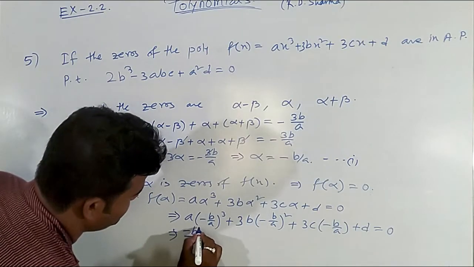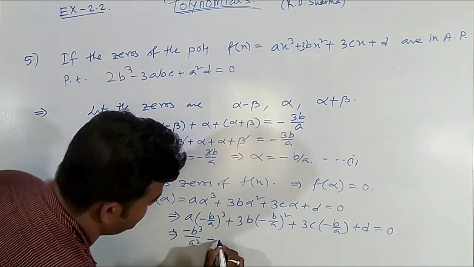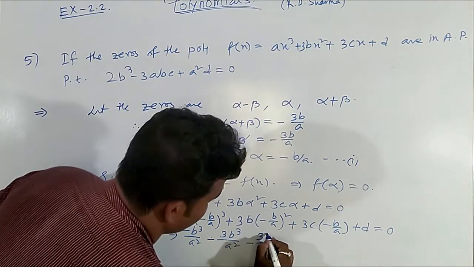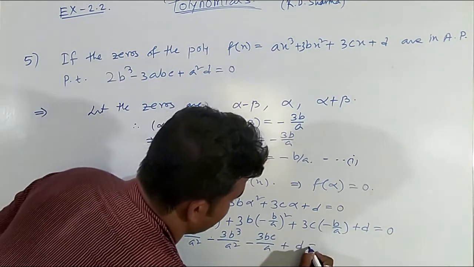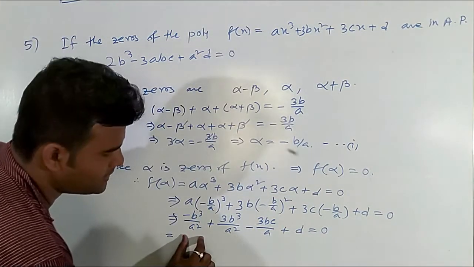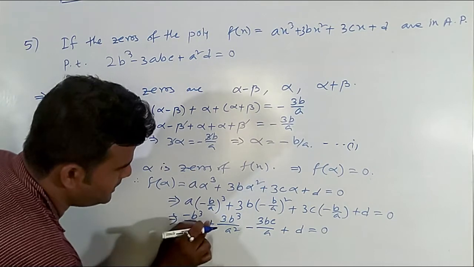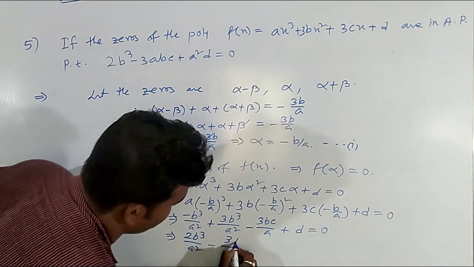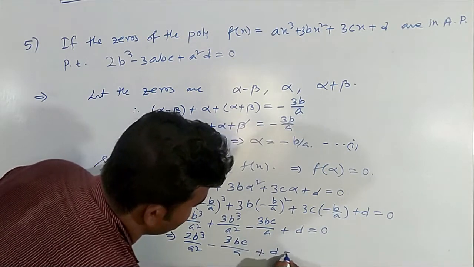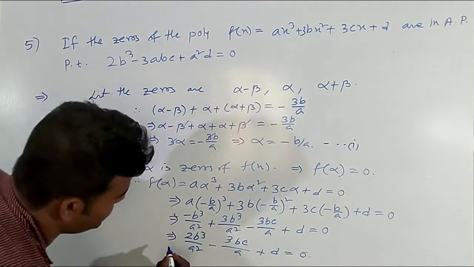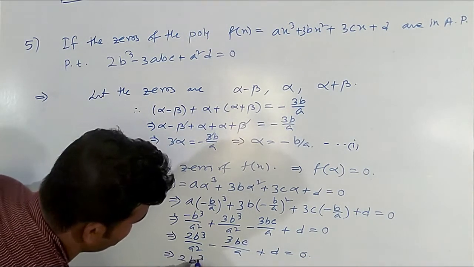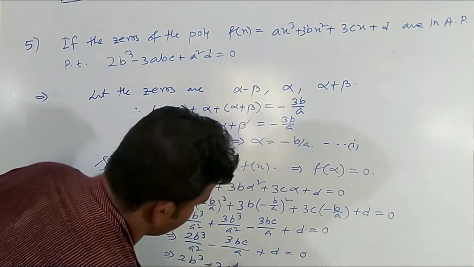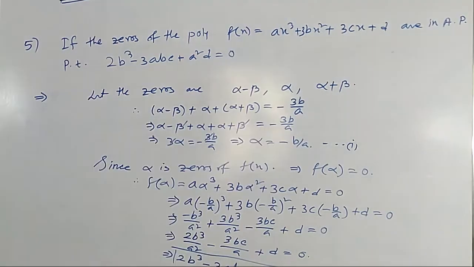It will be minus b cube by a square, then plus minus 3b cube by a square, and this is minus 3bc by a plus d equal to 0. Now look, these two are similar terms. Now add them. Then minus 1 plus 3, that is plus 2. Then 2b cube by a square minus 3bc by a plus d is equal to 0. Now multiply both sides by a square, then we get 2b cube minus 3abc plus a square d is equals to 0. And this is the given condition proved.